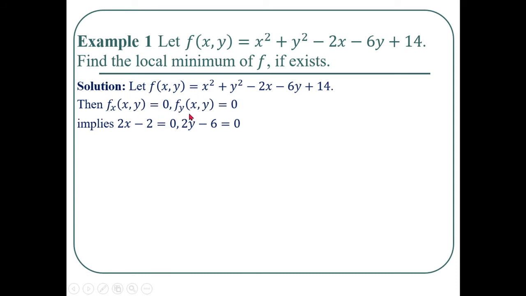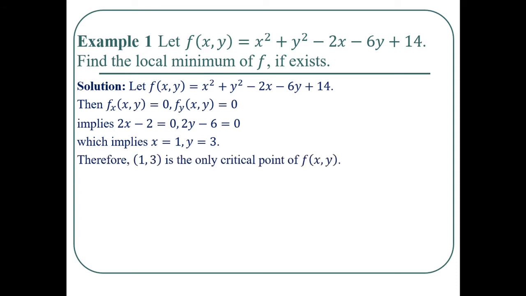These conditions for critical points reduce to 2x minus 2 is equal to 0 and 2y minus 6 is equal to 0. Now, 2x minus 2 is equal to 0 implies 2x is equal to 2, so x is equal to 1, and the equation 2y minus 6 is equal to 0 implies 2y is equal to 6, and so y is equal to 3. Now we get (1, 3) is the only point in the domain of f that satisfies f_x(x, y) is equal to 0 and f_y(x, y) is equal to 0. That means (1, 3) is the only point in the domain of f at which both the partial derivatives of f become 0. So (1, 3) is the only critical point of f.